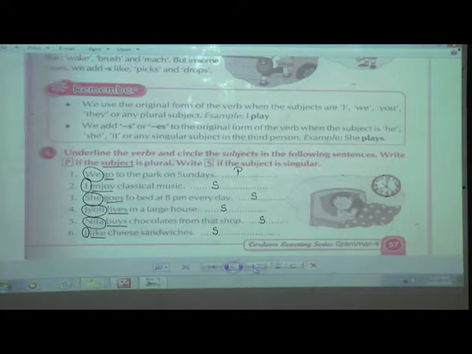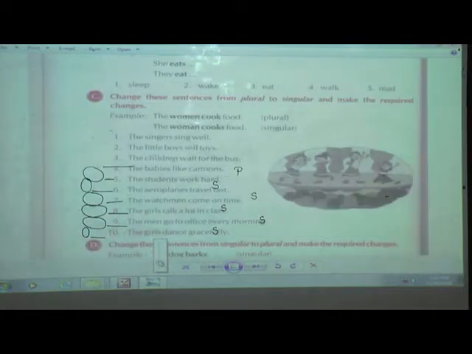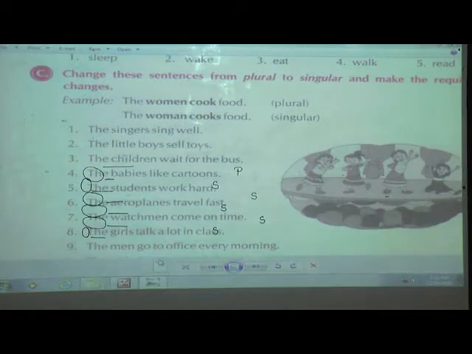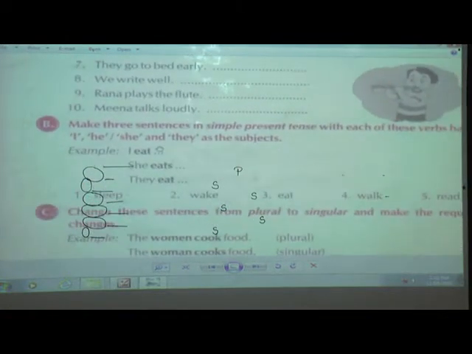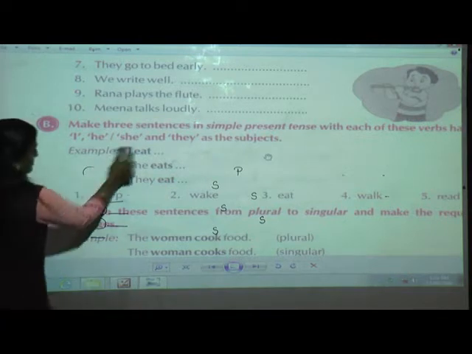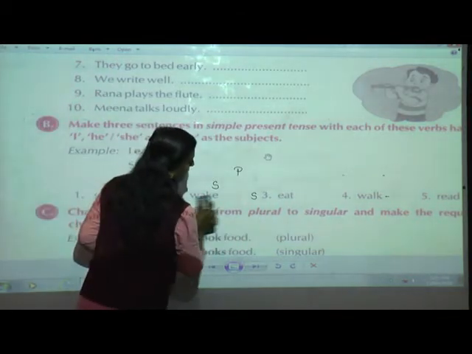Done? Check it out again. Okay, we'll move on to the next page. That is 58. If you can solve that. 7, 8, 9, 10.